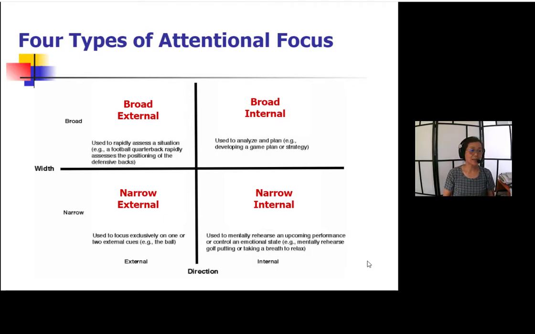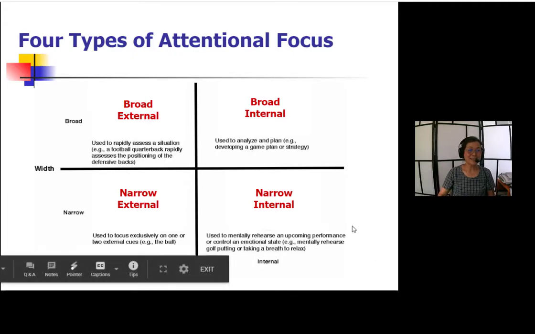Narrow external attentional style is really good to place your attention exclusively on one or two external cues. So a free throw shot is good for a narrow external for beginners. Narrow internal, you don't even look at the outside. All your thoughts and your mind are very narrowly inside of your head. It's really well used when you do imagery, visualization training, or even practicing deep breathing. Narrow internal is the best one.